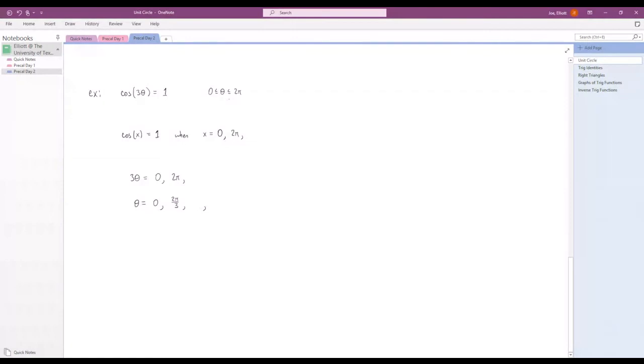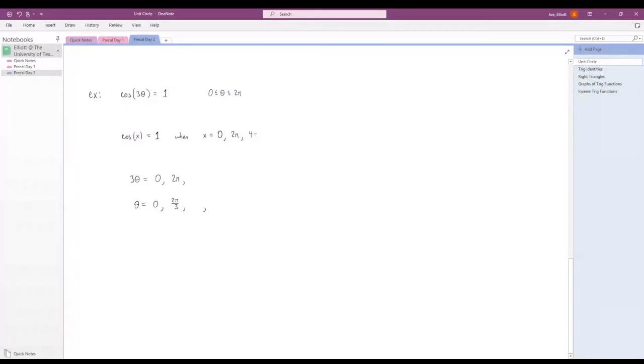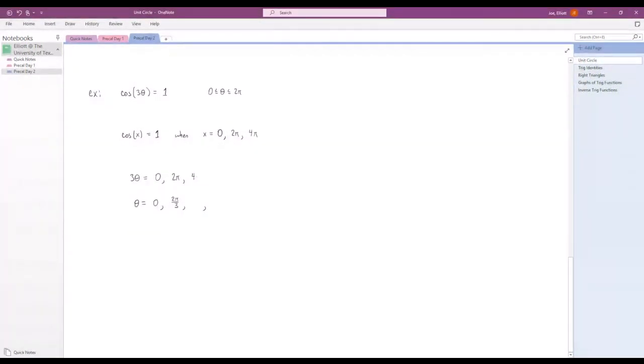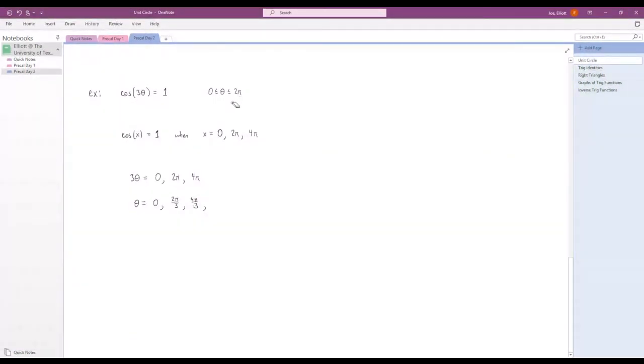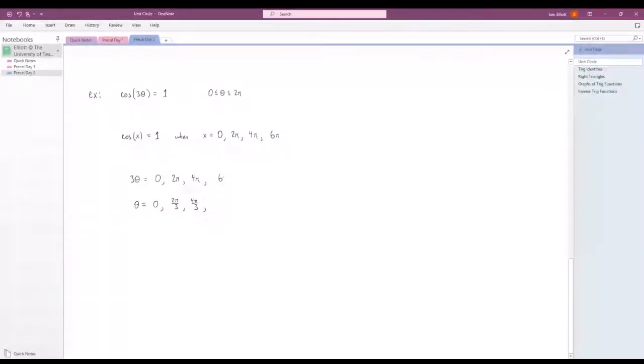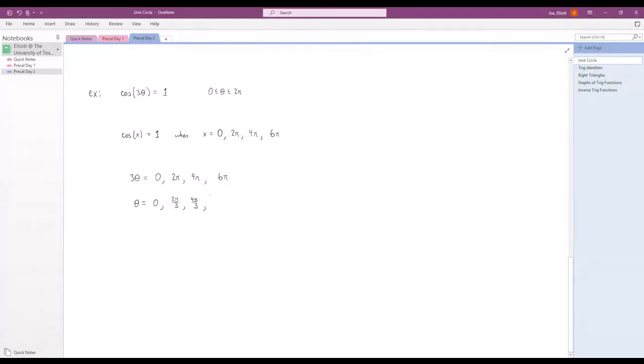So for instance, if I continue going around the circle, cosine is also positive 1 at 4π. So 3θ could also be equal to 4π. And although 4π is outside of our interval, once you divide it by 3, 4π over 3 actually ends up in this interval again, right? So when you have something like this, you might want to go around the circle a couple of extra times as needed in order to get all of the right answers.